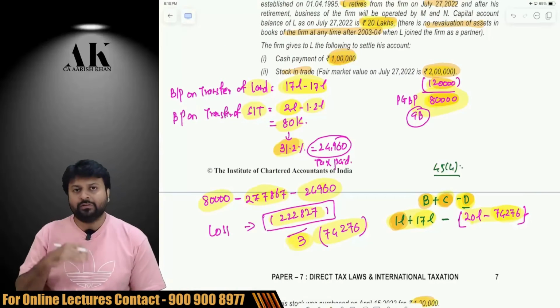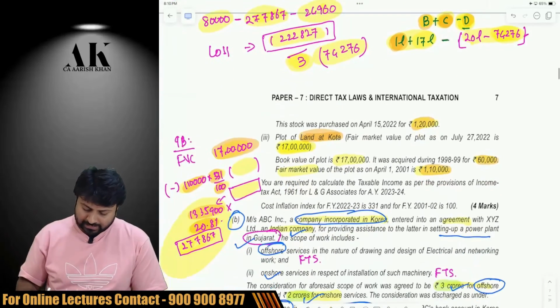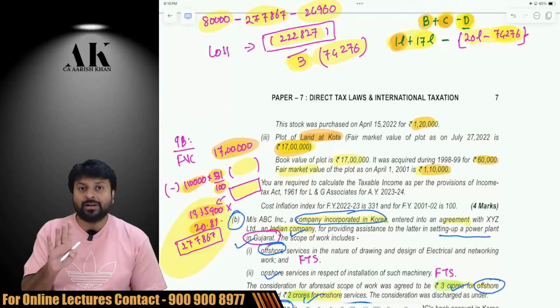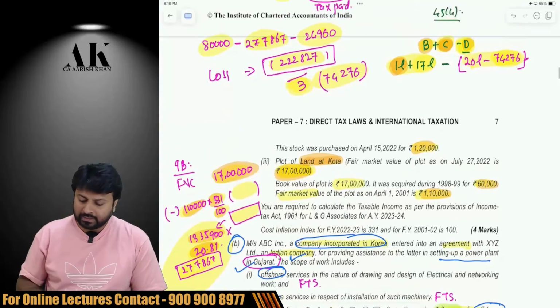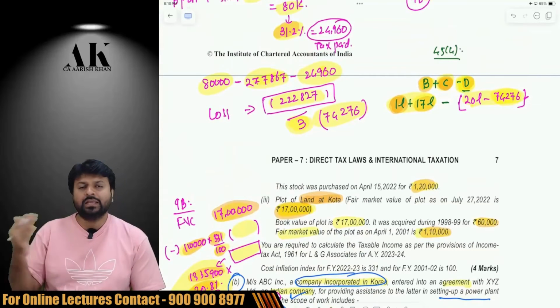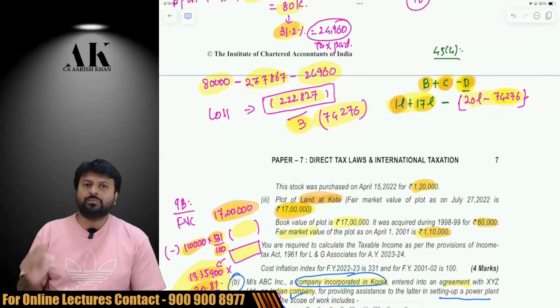C is the fair market value of the asset which is received by the partner. Therefore, how much is the capital asset which is received by the partner? Only capital asset is covered in 45(4). 45(4) does not talk about stock in trade. Therefore, here you are going to take 17 lakh as its capital asset. Now, what is D? The most important point over here is D.